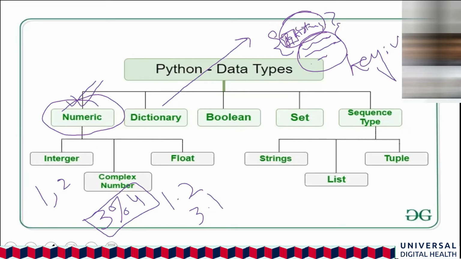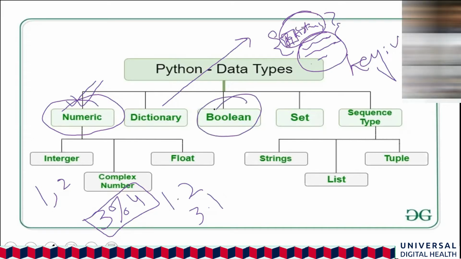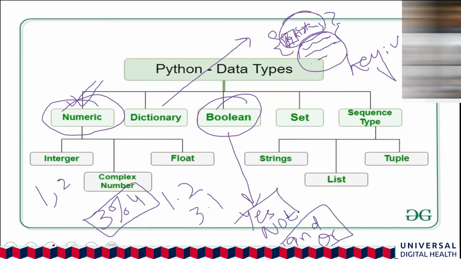Then the next thing that we have are booleans. What are booleans? Booleans are basically yes, no, and instead of no here we have not. Booleans include and, or. In Python we use that, and or. In Python we use yes and no.